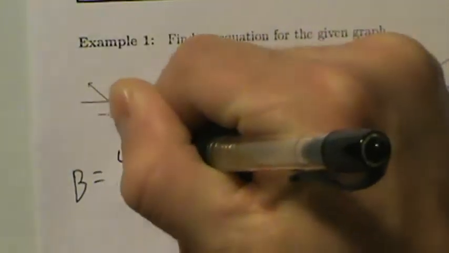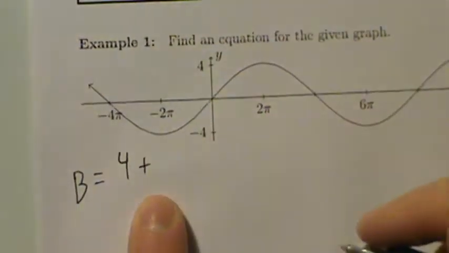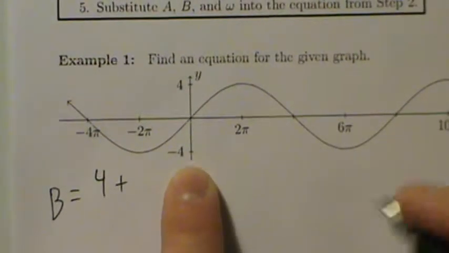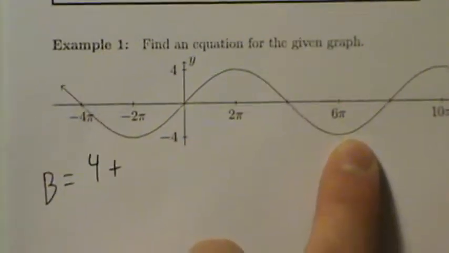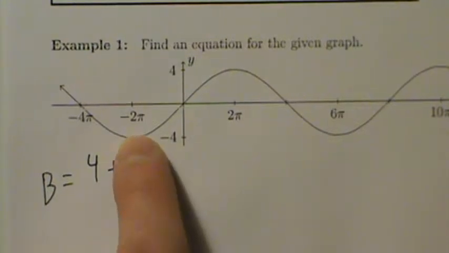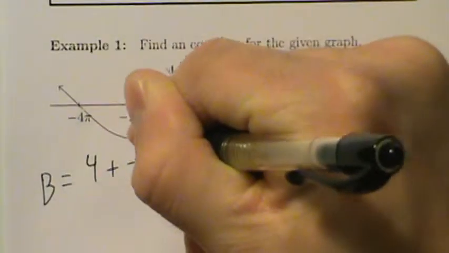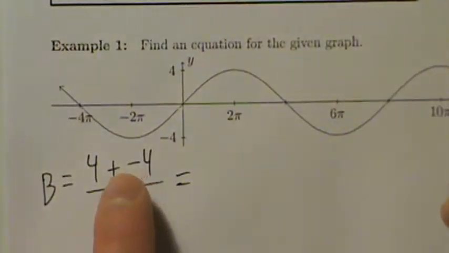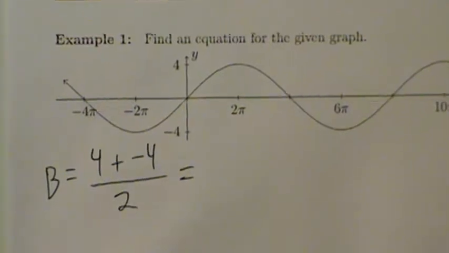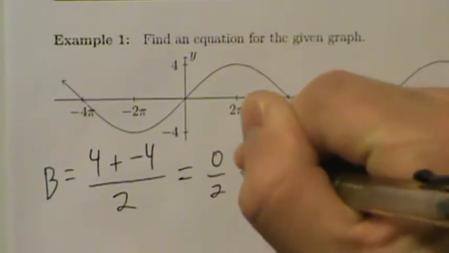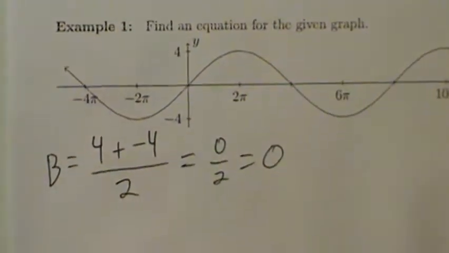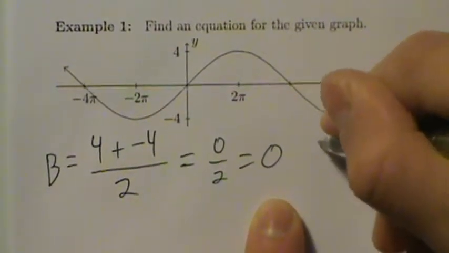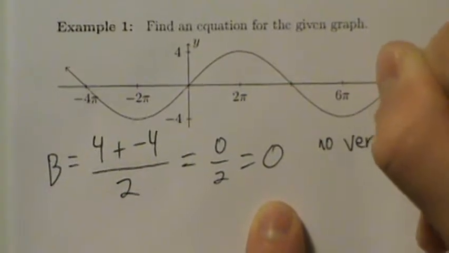The max value we just said is 4. Then we have to add the min value. What's the min value? Well, it's -4. The y coordinate here is -4. It's the smallest y coordinate on the graph, so that's our min value, all divided by 2. 4 plus -4 means 4 minus 4, and 4 minus 4 is 0, so that's 0 over 2, which is just 0. So b equals 0, which means there's no vertical shift.